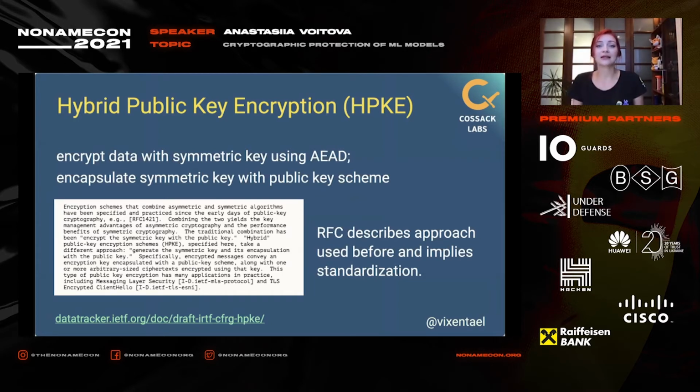As we did in our example, we use a symmetric cipher, authenticated encryption with additional data, right? AES-GCM, to encrypt the machine learning model itself. And then we use public key encryption, elliptic curve Diffie-Hellman, derive a shared key, and so on, to encrypt the data encryption key, right? And combining symmetric and asymmetric encryption is an approach called HPKE.